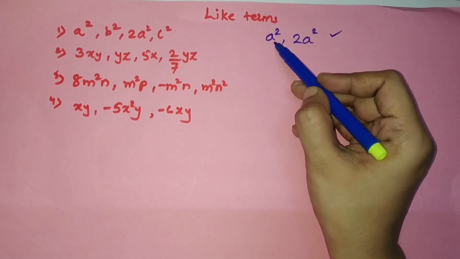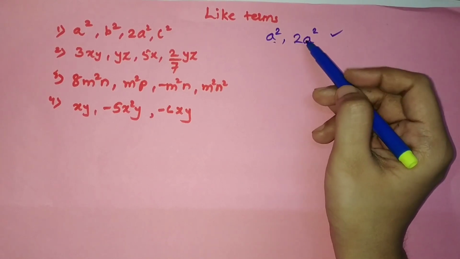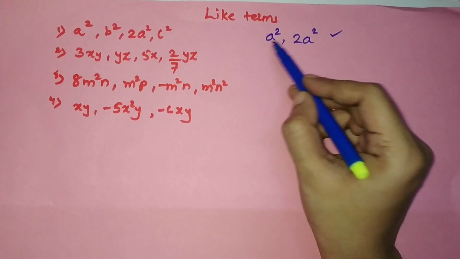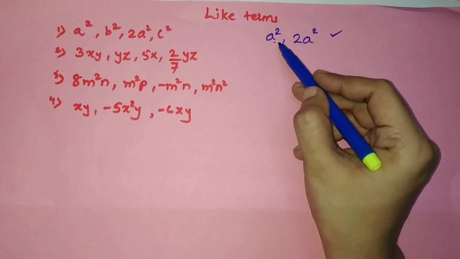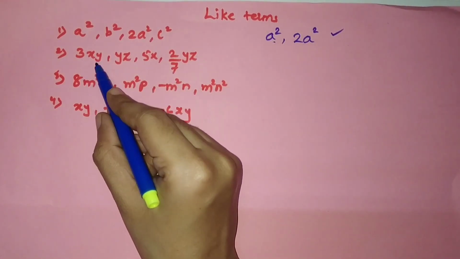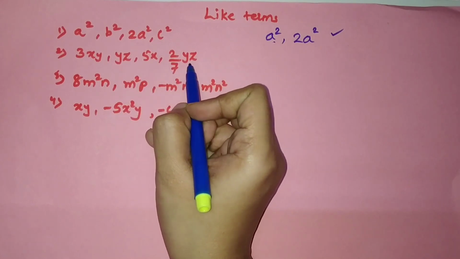Here the variable is a and the power is 2. No matter whatever the coefficient attached to it, like here the coefficient is by default 1 and here it is 2. We need not check the coefficient, we just need to check the variable and its power. Same variable, same power. And next, 3xy, yz, 5x and 2 by 7 yz.